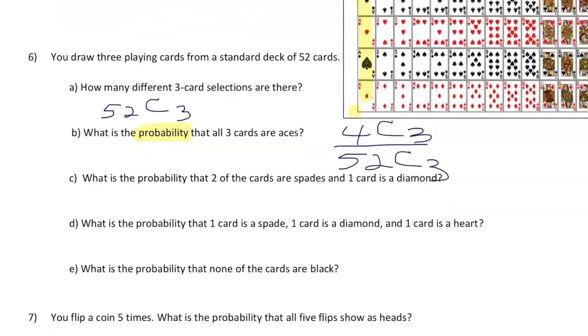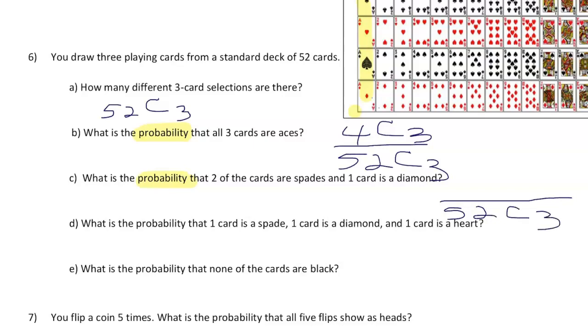Okay, now they do a blending. What's the probability? So again, you're going to have your fraction, that 2 of the cards are spades and 1 card is a diamond. Okay, so once again, your denominator is still going to be 52 choose 3 cards.